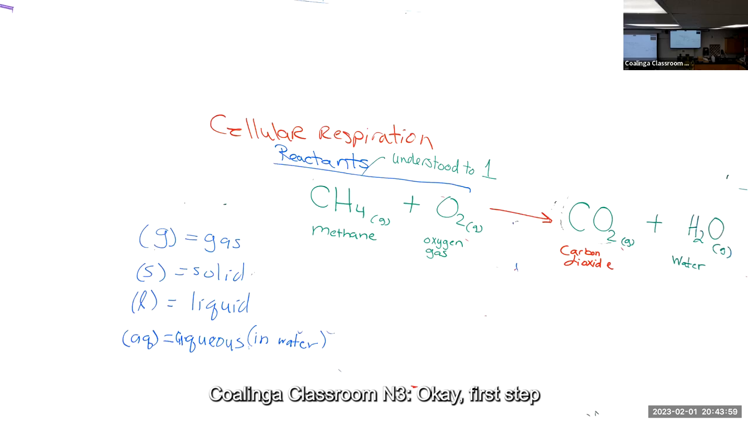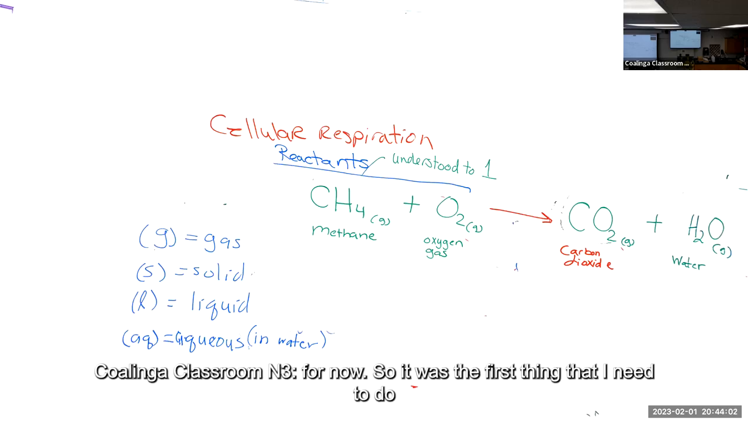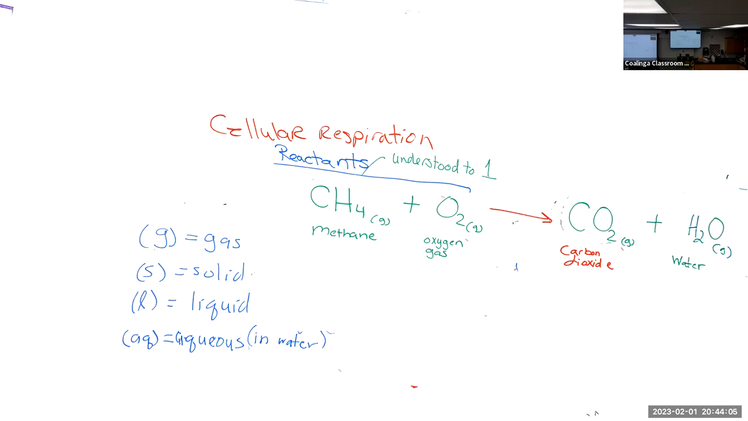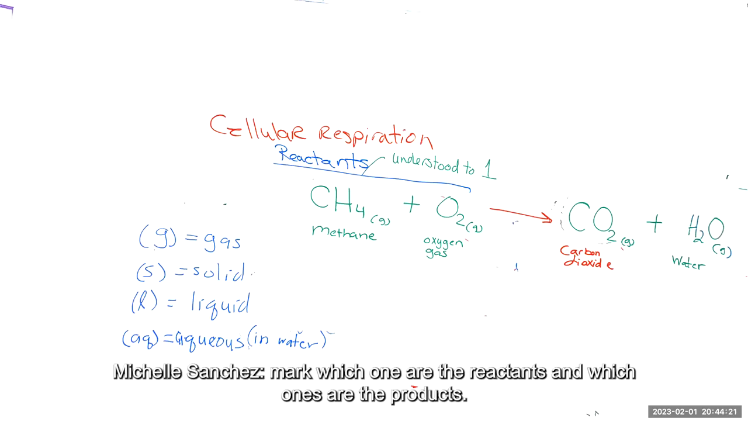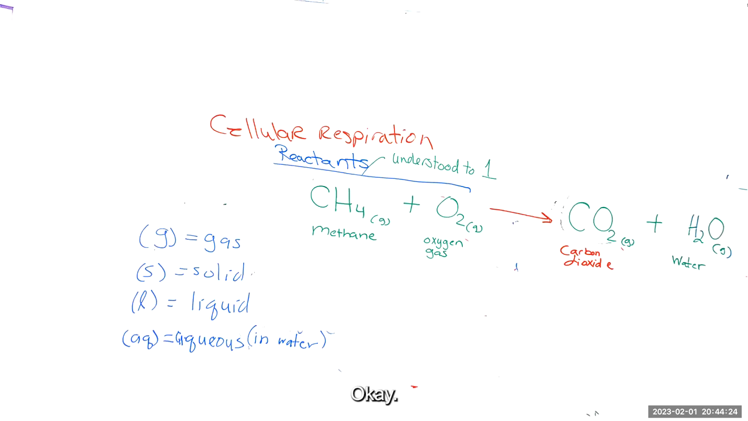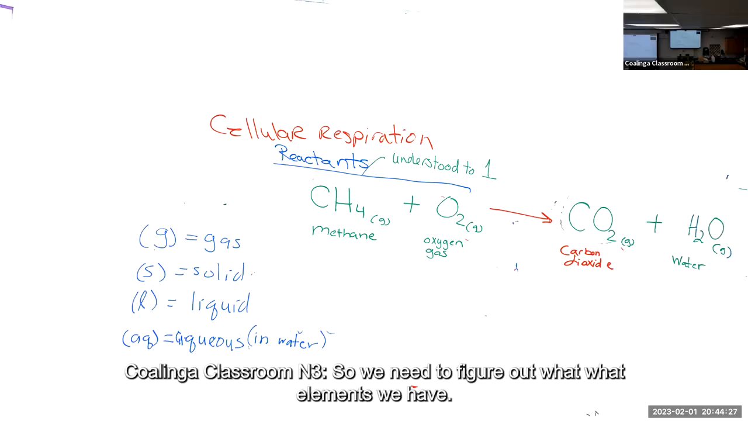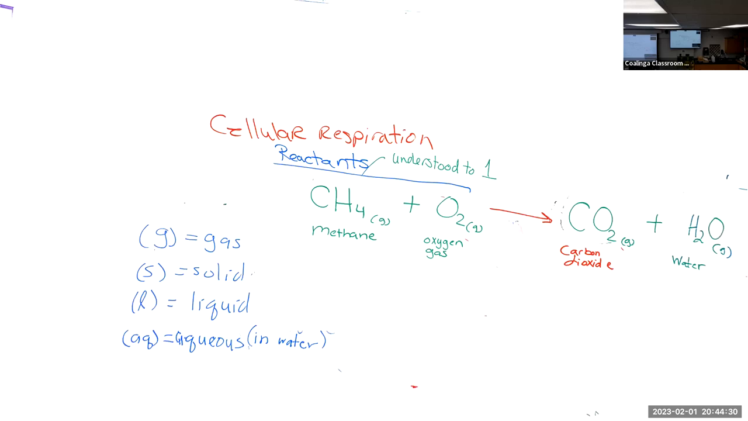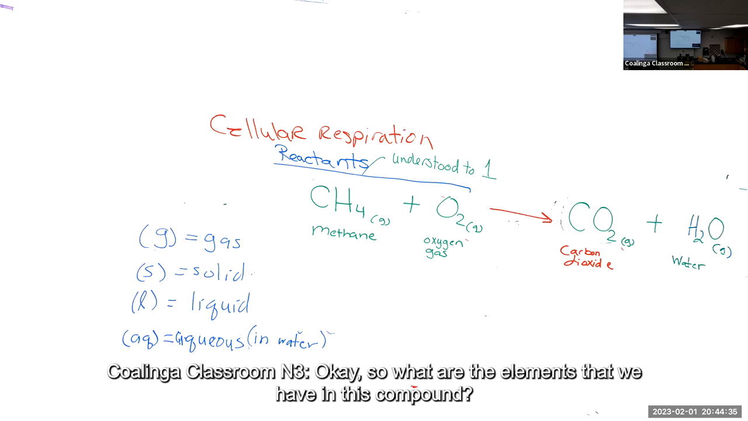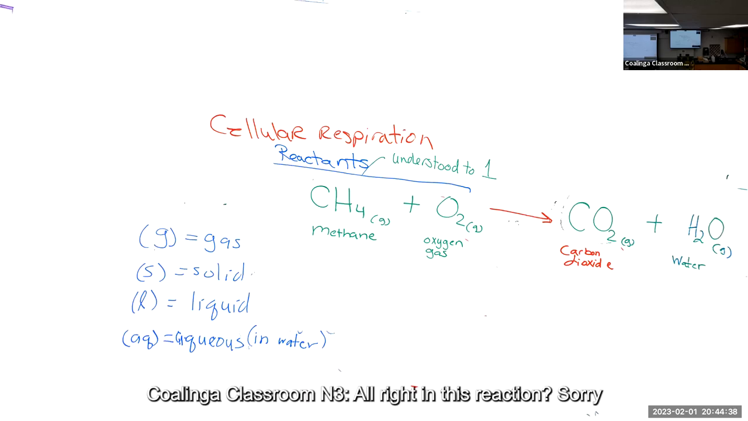Okay, first step. Parnell, tell me what is the first thing that I need to do. What would be my first step? Mark which ones are the reactants and which ones are the products. Okay. So we need to figure out what elements we have. Is that what you're making reference to? Or just determining which are our products. What elements we have. Okay. So what are the elements that we have in this reaction?